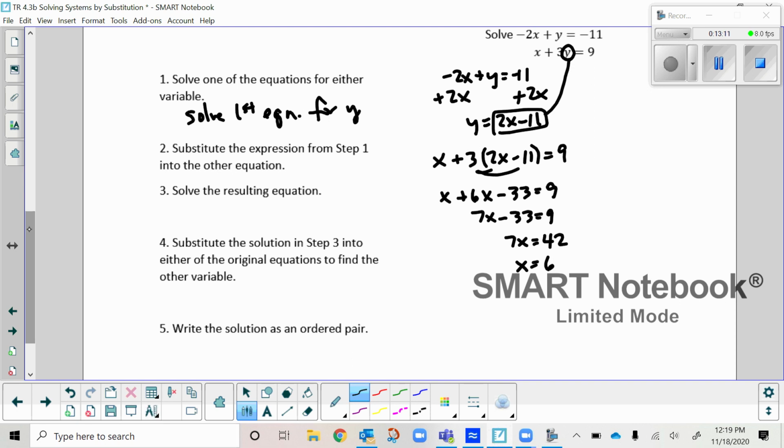Matthew, which of the original equations did you plug your x back into, the top one or the bottom one? Okay.